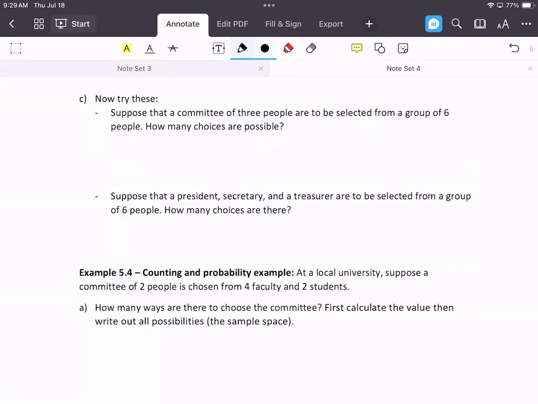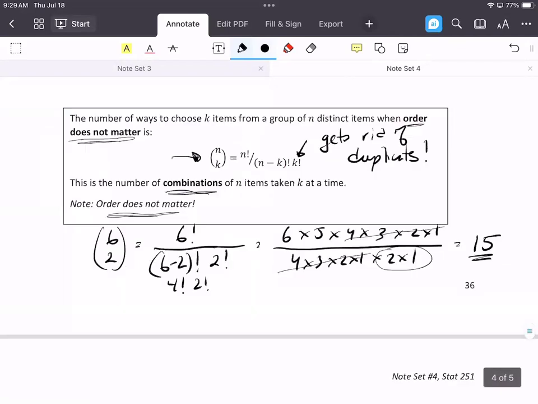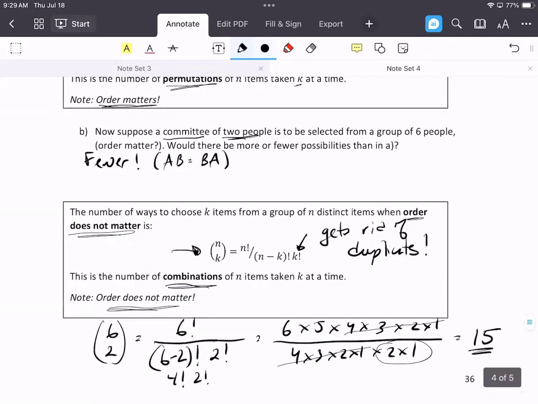Well, first of all, does order matter in how people are chosen? The answer is no, order doesn't matter, because we're looking at a committee and there's no indication that there would be a ranking of the members. So this makes me think of combinations, and you might wonder why. I went back here and I see order does not matter, so I'm going to use combinations.